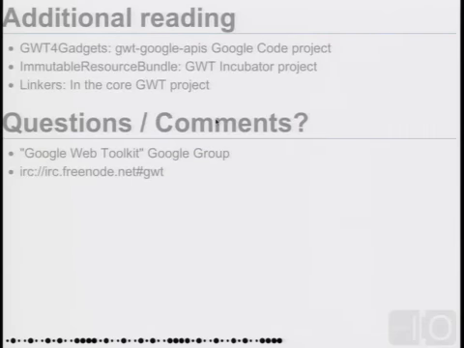So we're pretty much at the end of the presentation. Hopefully I can take a couple of questions. But here are just a couple of keywords for some additional reading. If you do a Google search for GWT for gadgets or immutable resource bundle or GWT linkers, you'll find reference material on this. Certainly, Ray Cromwell's blog, I think it's Timepedia. The path to 1.5 on Ray's blog also covers some of these topics as well.